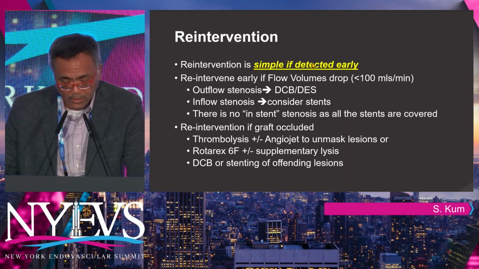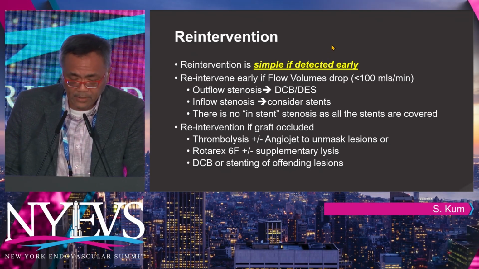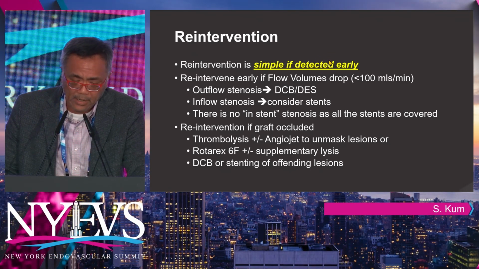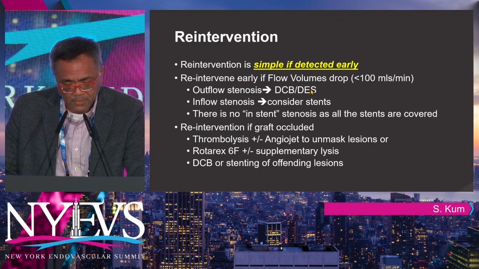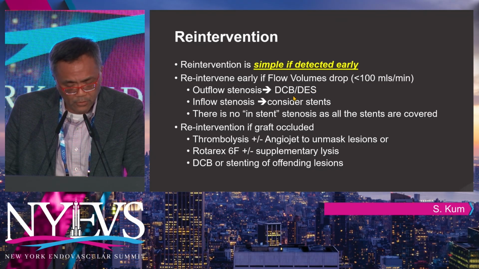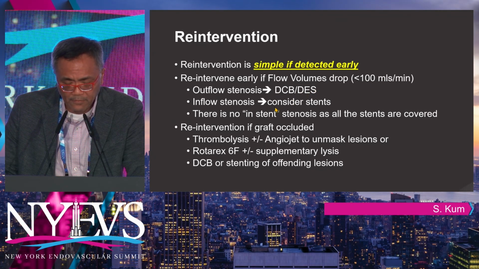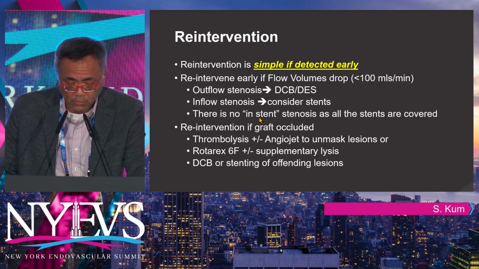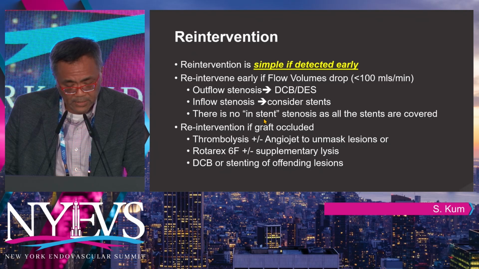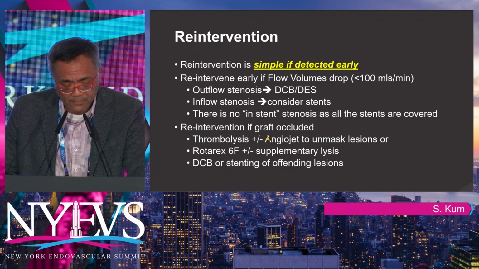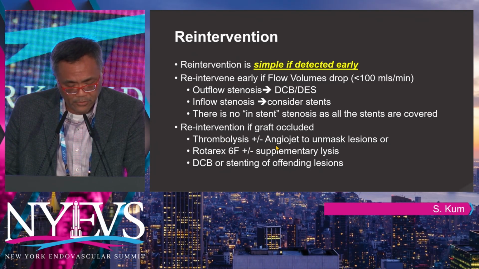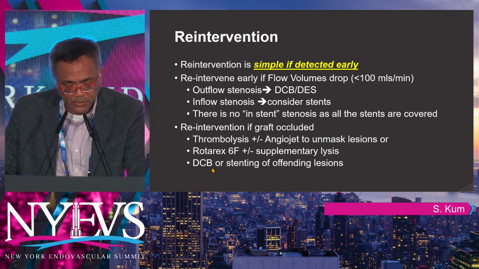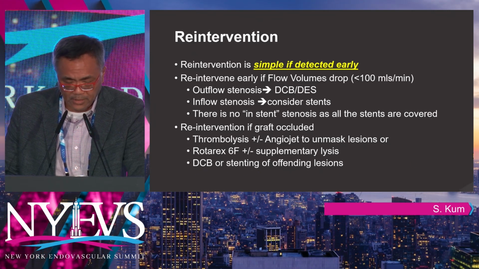Re-intervention is quite high distal to the stent grafts, because some of these veins are also diseased. And if the volume flow drops in the outflow, we would also use drug-coated balloons and drug-eluting stents. Inflow, we would consider drug-eluting stents. Within the covered stent, there's no in-stent stenosis, as these are covered stents. And if the graft occludes, the usual lysis, AngioJet, Rotarex works very well, and after, to unmask the lesion, which is usually in the distal portion of the circuit.